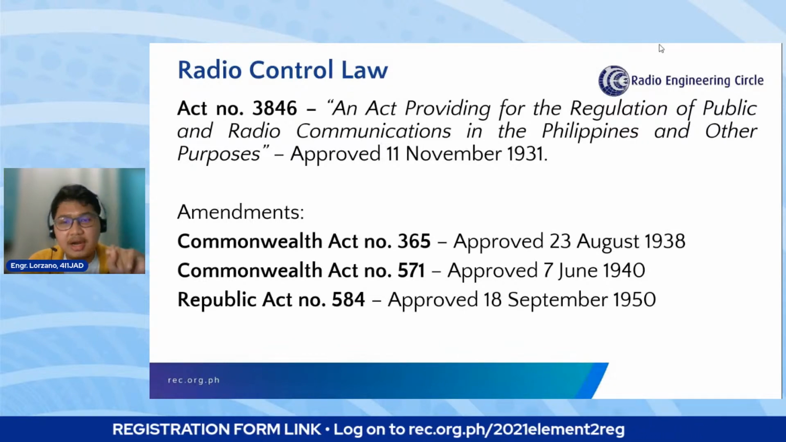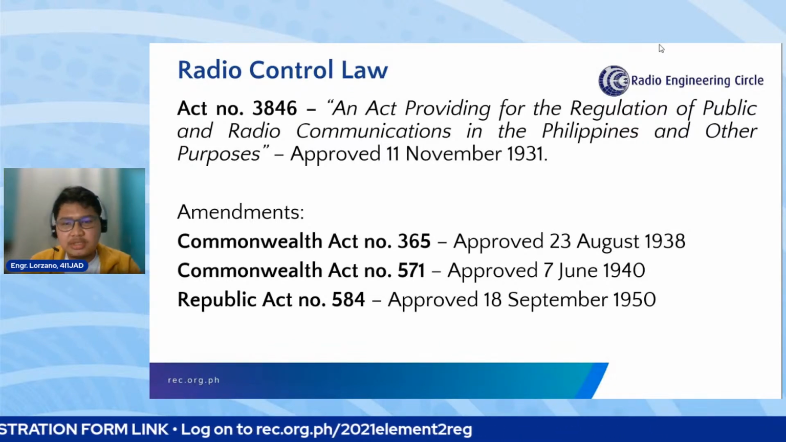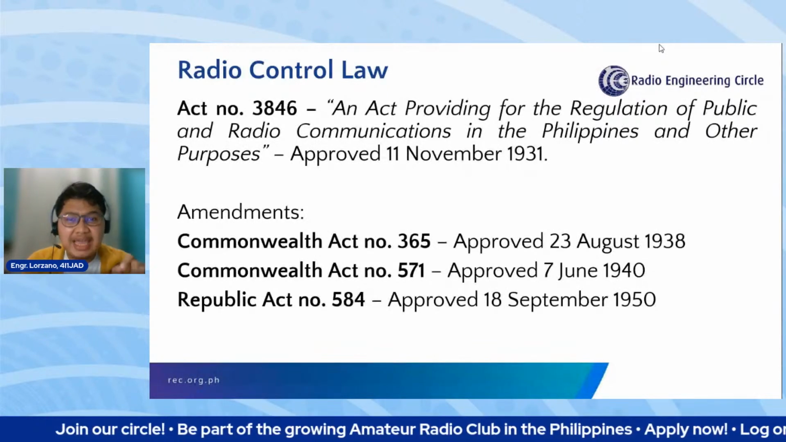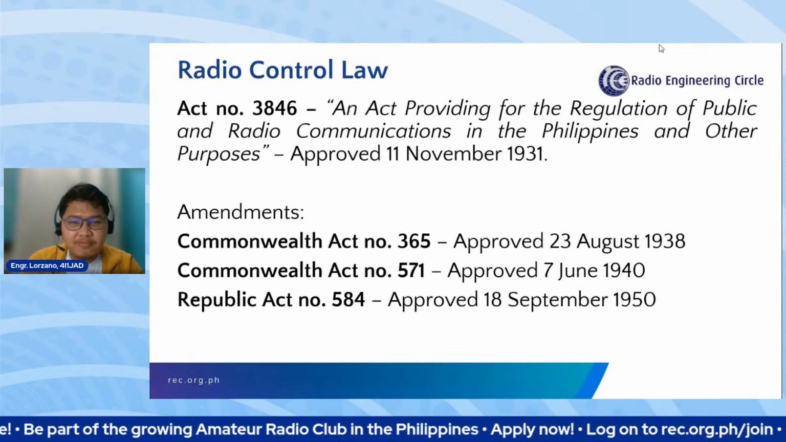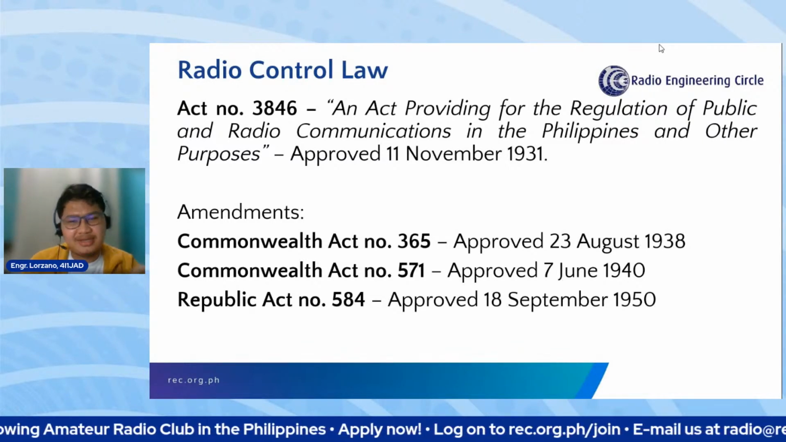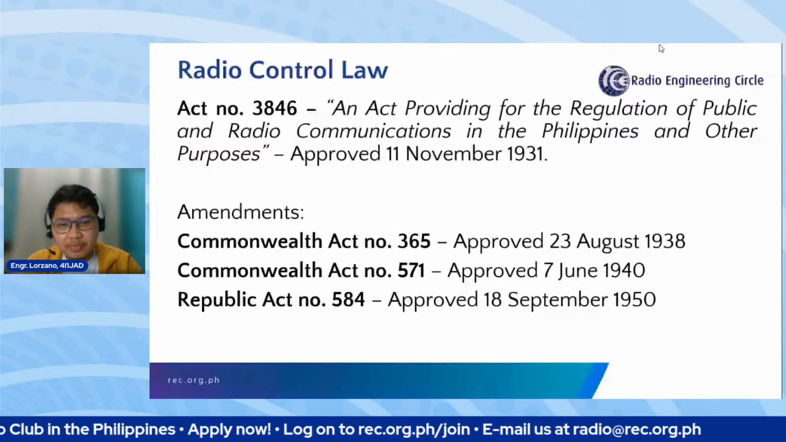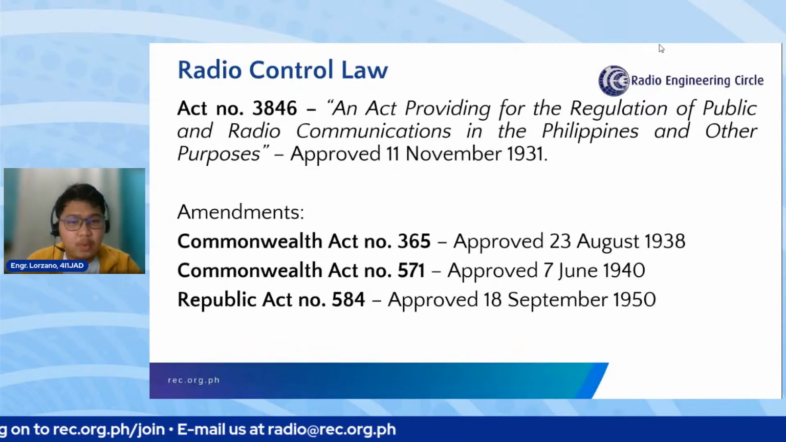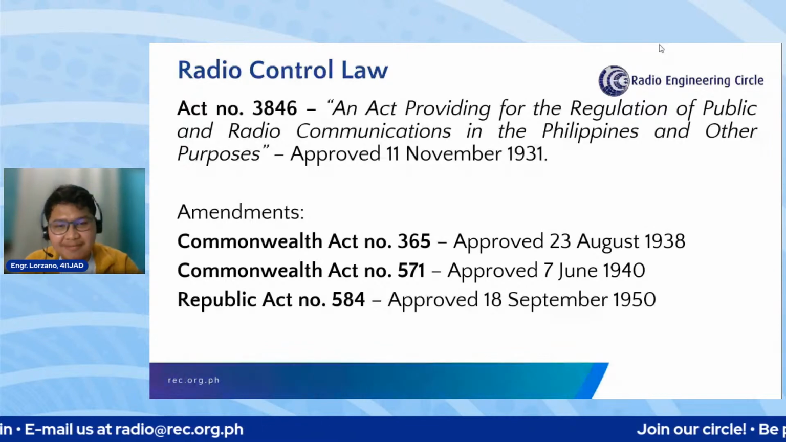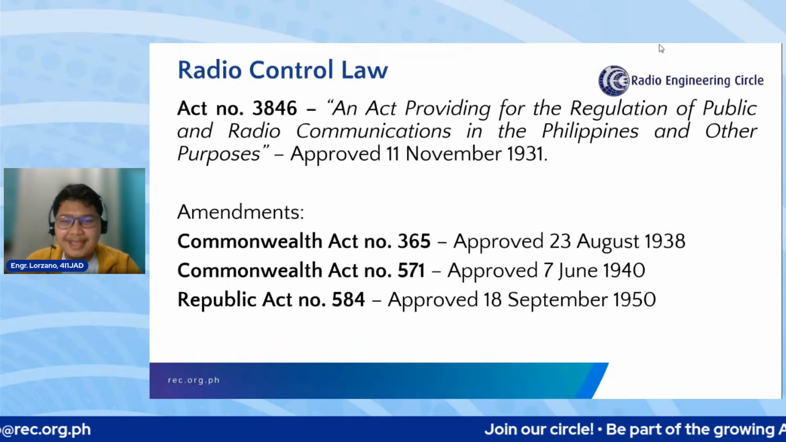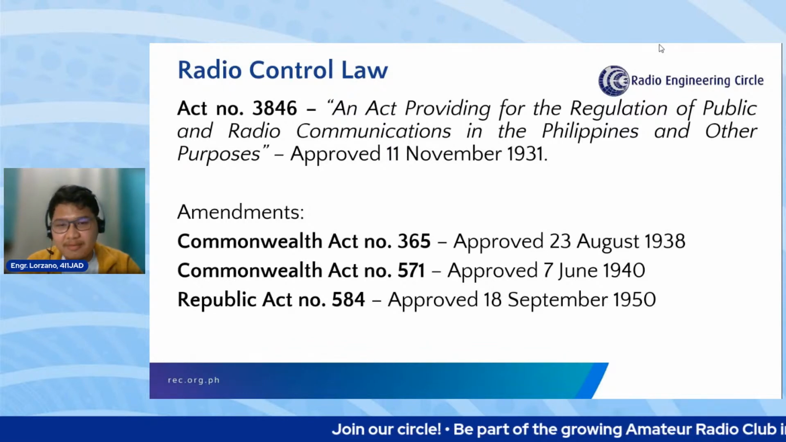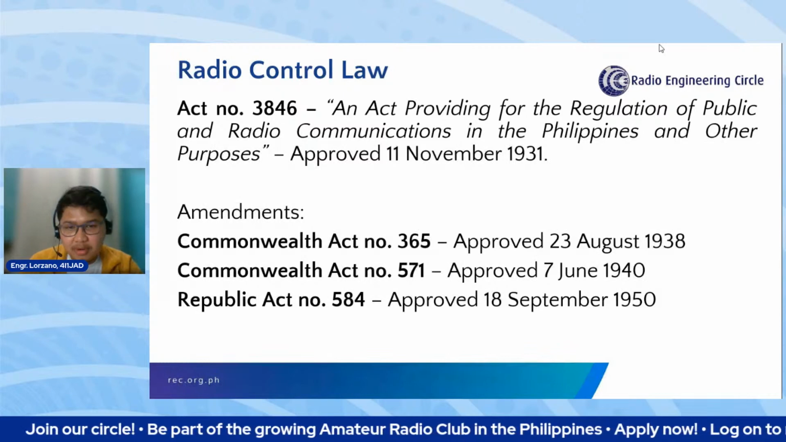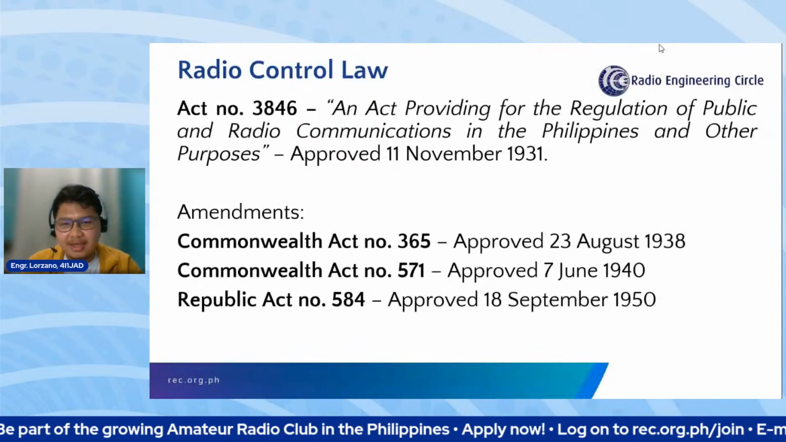And here are the amendments. So, noong 1938, there was the Commonwealth Act Number 365, approved 23 August 1938. Also, by 1940, merong Commonwealth Act Number 571, approved by 7th of June 1940. And the Republic Act Number 584, approved by 18 September 1950. Ayan.